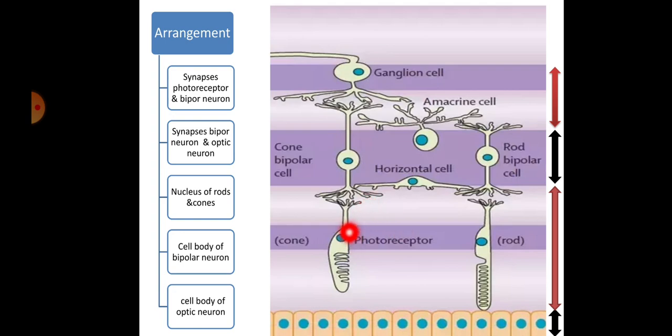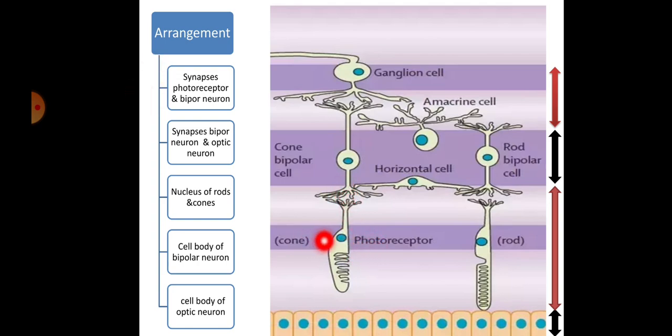Between the synaptic connection of the cones and the rods with the bipolar neuron, see, there is another layer going to form here. This is called the plexiform layer. And the bipolar neuron makes another synaptic connection with the optic nerves. This is another plexiform layer. A network-like structure is called plexiform. So two plexiform layers are going to form, and two nuclear layers are going to form.